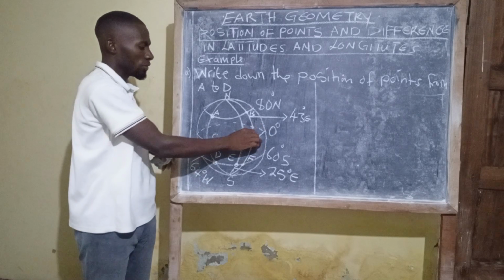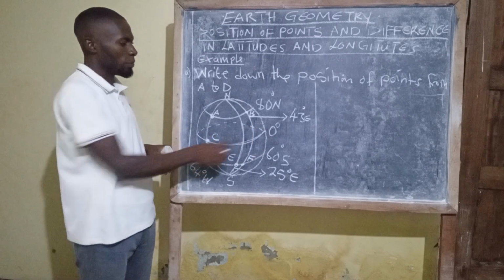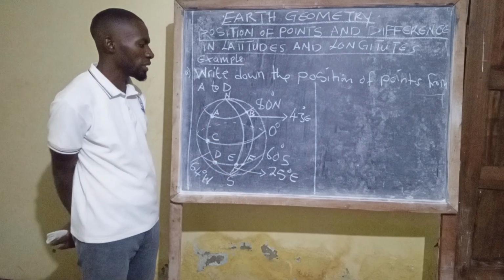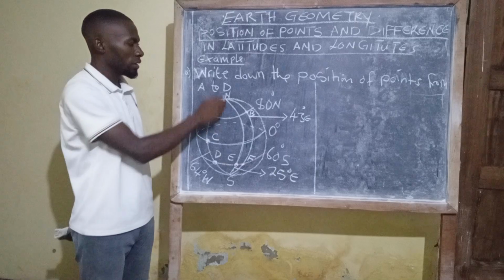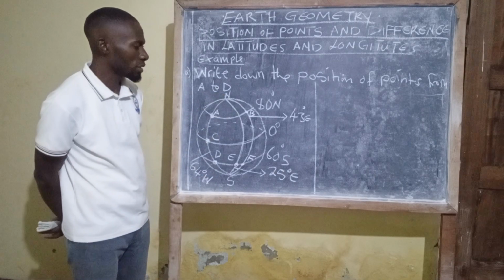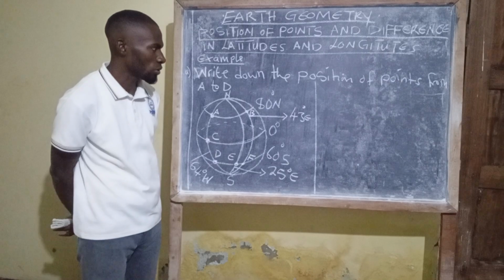Then this line which cuts the Earth into two equal parts, which passes through 0, is called the line of equator, or the equator. In the longitudes, it is the Greenwich meridian. That's what it is called.